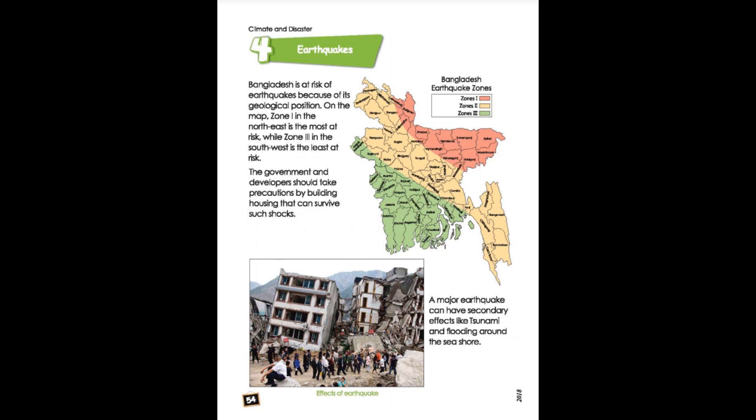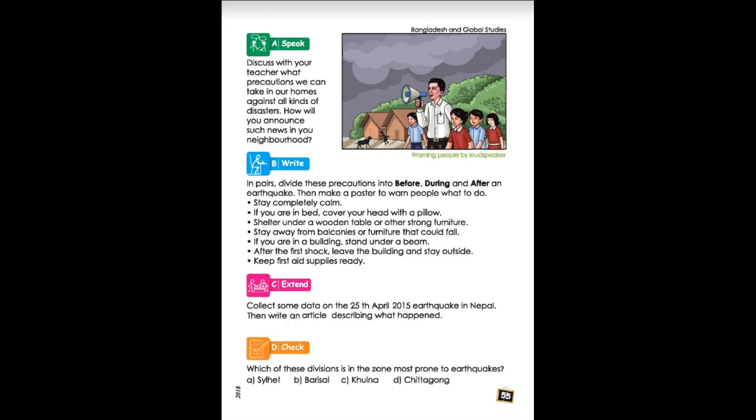We have no alarming system about earthquakes, but we have to take some precautions. Now let's know what we should do before, during, and after an earthquake. Stay completely calm. If you are in bed, cover your head with a pillow. Shelter under a wooden table or other strong furniture. Stay away from balconies or furniture that could fall. If you are in a building, stand under a beam. After the first shock, leave the building and stay outside. Keep first aid supplies ready.